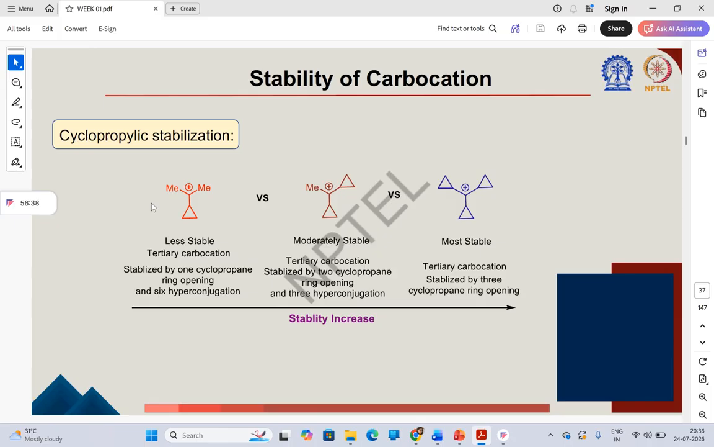Then cyclopropylic stabilization. The stabilization is because of the ring strain. This pi bond is making it stable. This carbocation is stabilized by the cyclopropane ring because of banana bonds. Banana bond formation is there because of the ring strain. So the more cyclopropyl rings present, the more the stability of the carbocation.